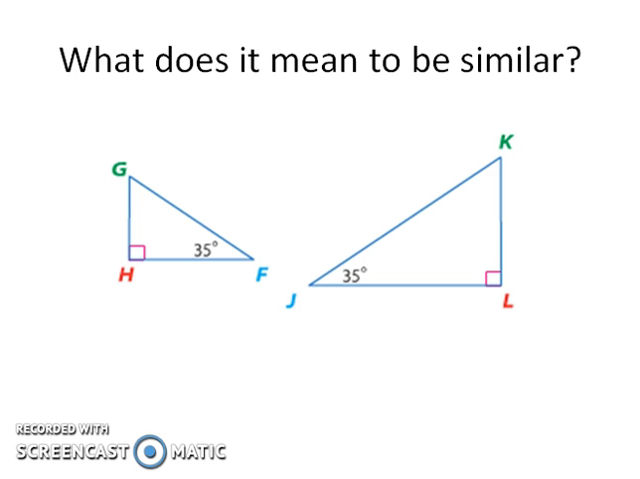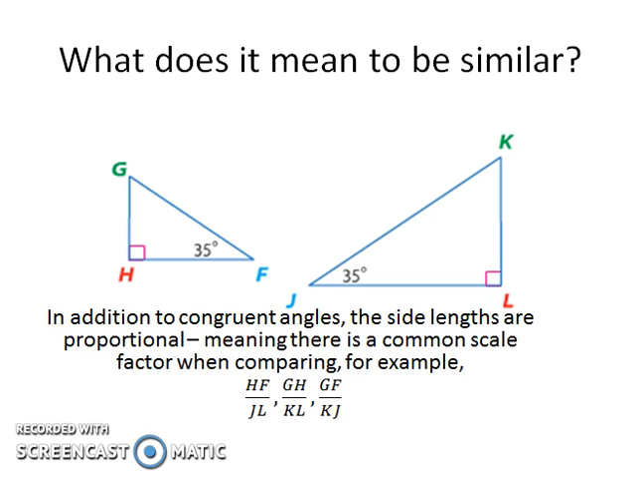What does it mean to be similar? Think back to that definition. In addition to congruent angles, the side lengths have to be proportional, meaning there's a common scale factor when you're comparing. So for example, the ratio of the sides from the little triangle to the big triangle are all the same throughout. HF over JL is the same as GH over KL is the same as GF over KJ. Same if you take the reciprocals.